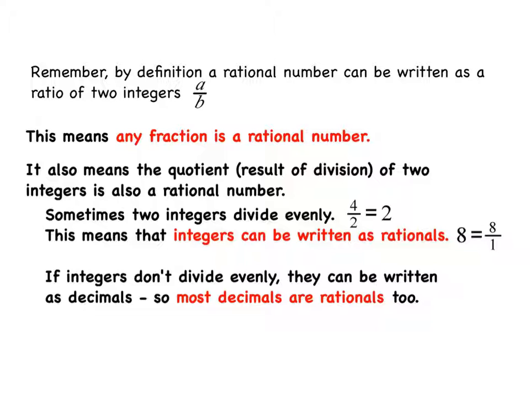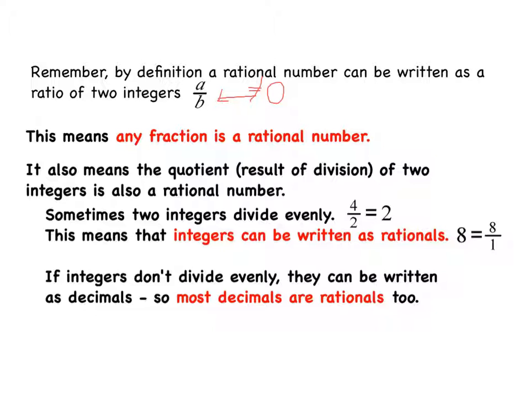Remember, by definition, a rational number can be written as a ratio of two integers, A compared to B. This means any fraction is a rational number. One thing we didn't mention in our definition, but always want to keep in mind, is that this B, our denominator, cannot be 0. That's part of our rational number definition. But as long as the denominator isn't 0, any fraction is a rational number. It also means that the quotient, or the result of division, of two integers is also a rational number.